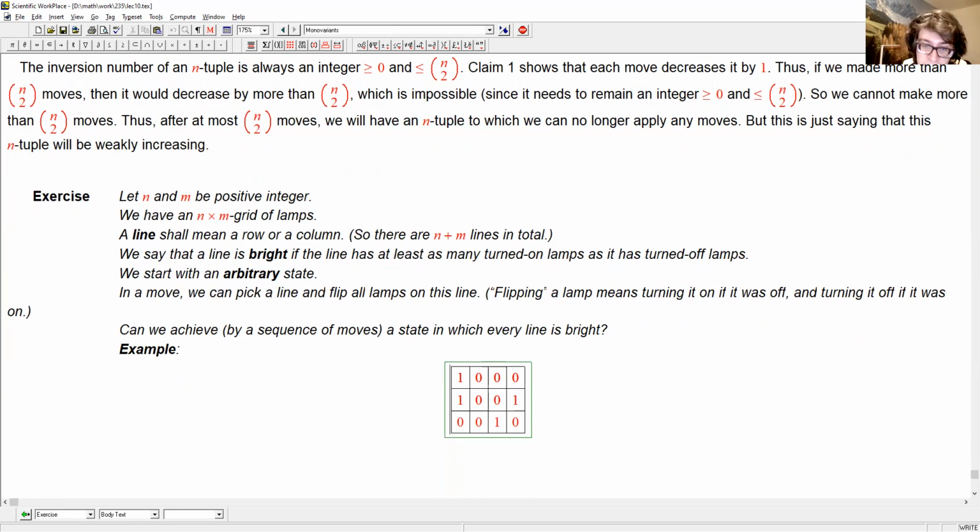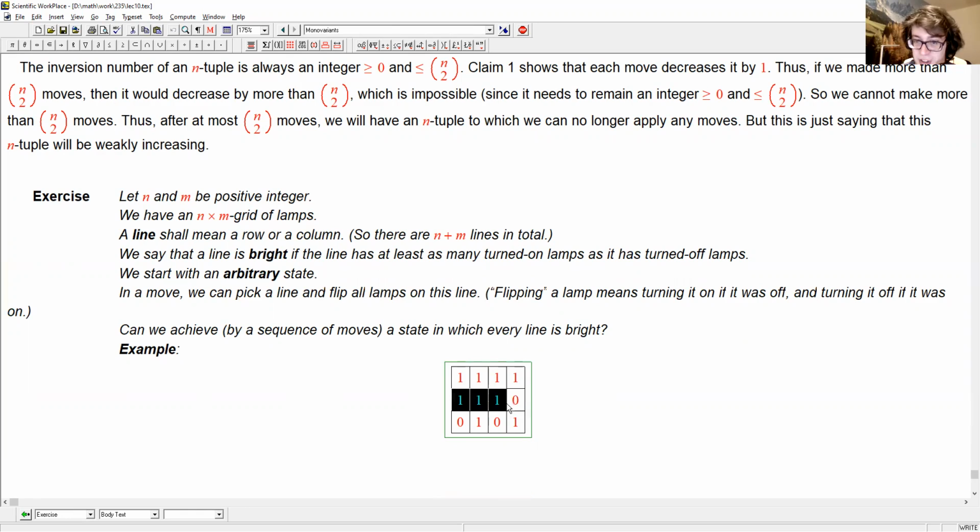So we have 7 lines here. This first column is already bright because 2 of its lamps are on and only 1 is off. 2 is bigger than 1, so it's bright. This one, however, is dark as it could get. So let's flip it. Now it's on, and so now it's bright. This one is also dark, so flipping it, 1, 1, 0, we make it bright. This one is dark, so we flip it, 2, and it becomes bright. And now these 2 lines are bright.